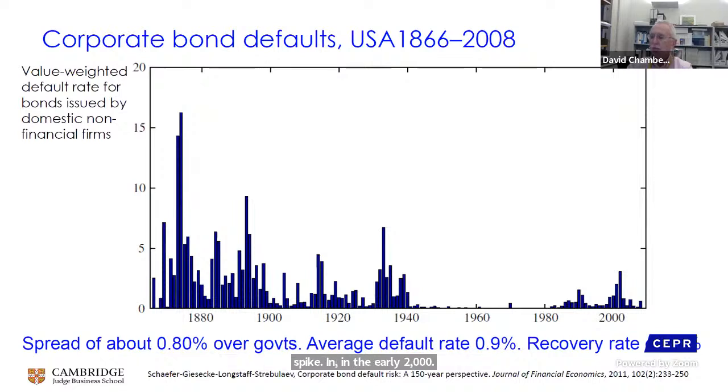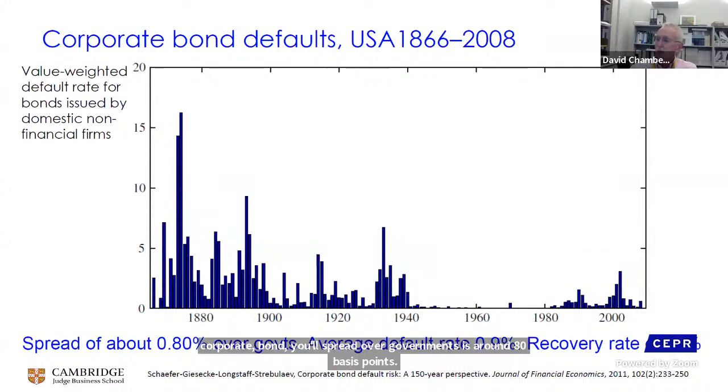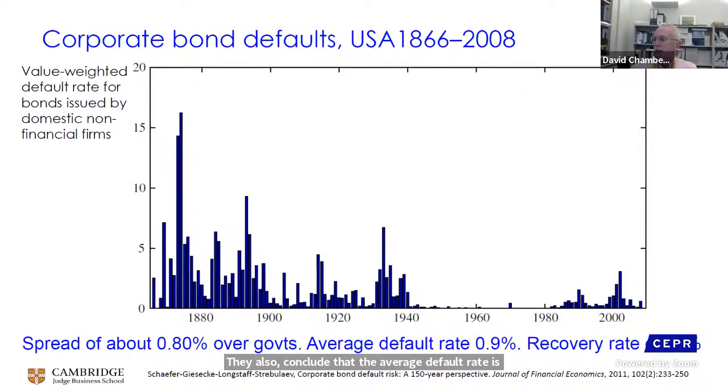They conclude from the paper that the average spread, corporate bond yield spread over governments, is around 80 basis points. They also conclude that the average default rate is about 90 basis points, and assume a recovery rate of 50% on defaults. The recovery rate is absolutely an assumption, and so that's one area where we really don't know as much as we should about recovery rates in the corporate bond market.